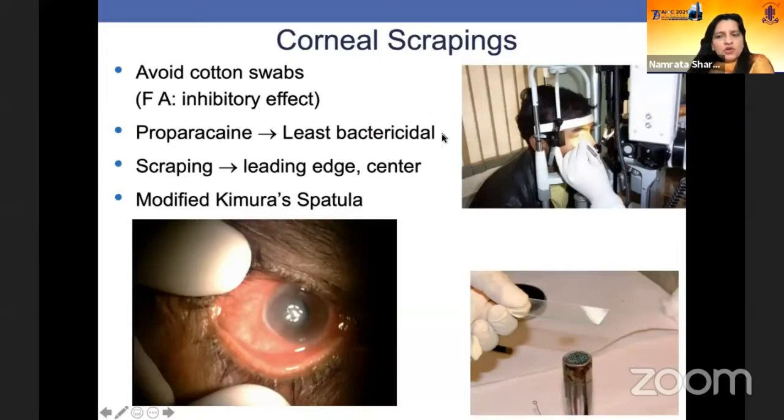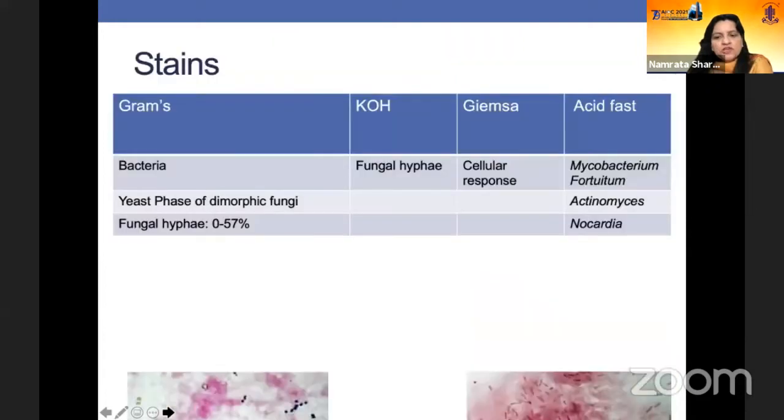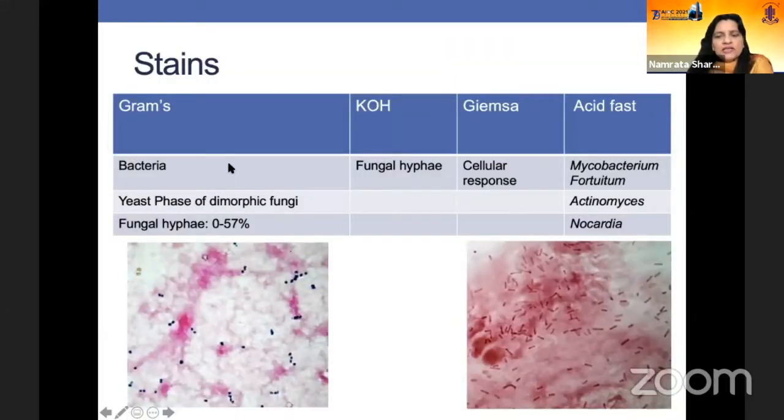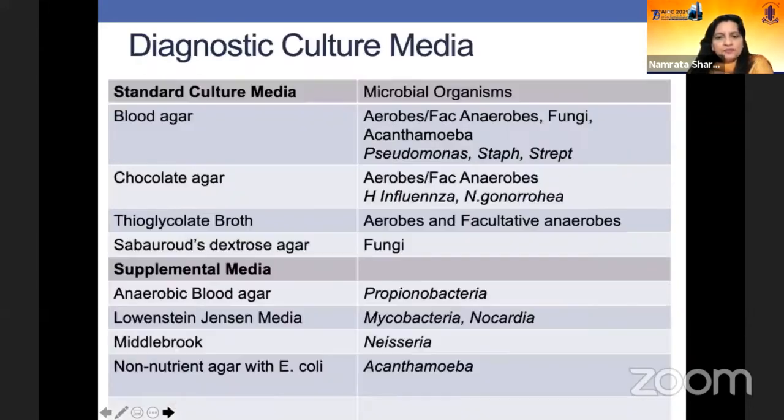So in all such cases, when you're doing the scrapes, it is important that you avoid cotton swabs. Proparacaine can be used because that's the least bactericidal. Scraping should be done from the leading edge of the ulcer and from the center, and a modified Kimura spatula may also be used. One can use Gram stain and KOH, and the most important smear is going to be KOH. The Gram stain will identify bacteria, yeast phase of dimorphic fungi, and fungal hyphae as well. KOH will identify only fungal hyphae, and the acid fast is for Mycobacteria, Actinomyces, and Nocardia.